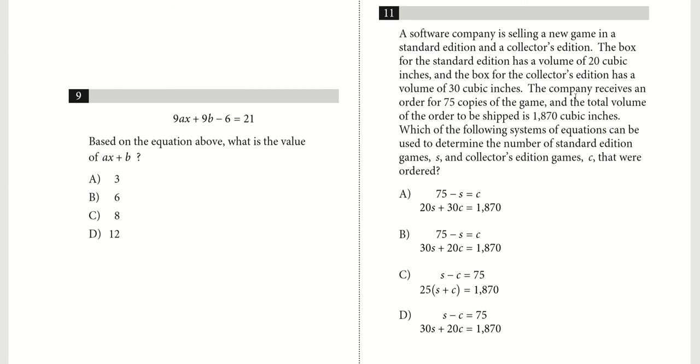So the first relationship is that they received an order for 75 copies. That means that the number of standard edition games, S, plus C, has to be equal to 75. That's one relationship.